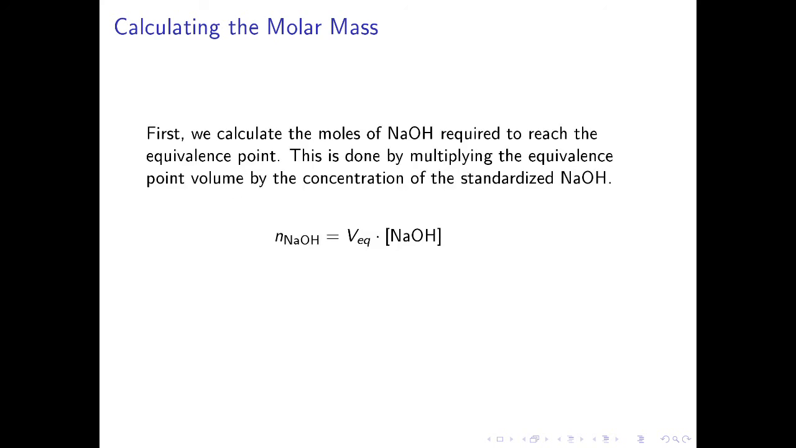The first step is to calculate the number of moles of sodium hydroxide that were required to reach the equivalence point. This is simply done by multiplying the equivalence point volume in liters by the concentration of the standardized sodium hydroxide. This gives 0.0238 liters times 0.0935 molar, or 2.23 times 10 to the negative 3 moles of sodium hydroxide.